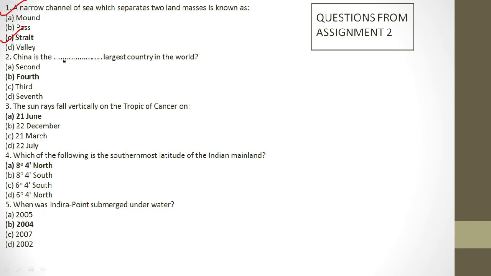Now China is the largest country of the world. It is the 4th largest country of the world. The sun rays fall vertically on the Tropic of Cancer on 21st of June. Clear? Fourth question is, which of the following is the southernmost latitude?